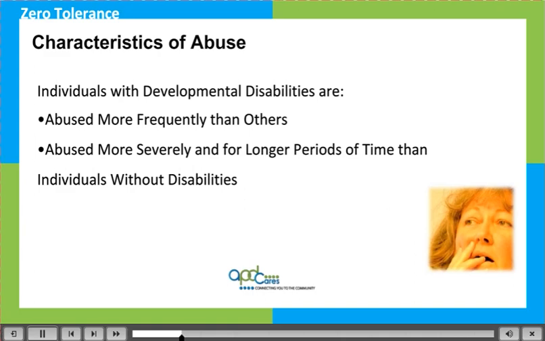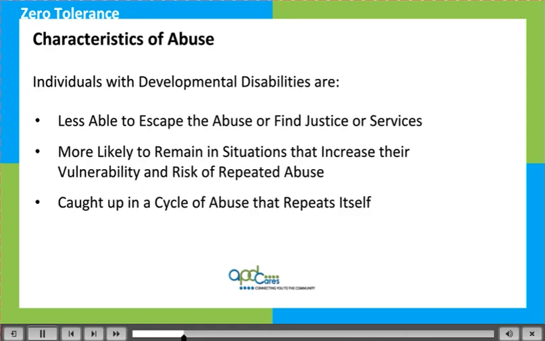Some characteristics of abuse include: individuals with developmental disabilities are more likely to be abused more frequently than others, abused more severely and for longer periods of time than individuals without disabilities. Characteristics of abuse are continued with: individuals with developmental disabilities are less able to escape the abuse or find justice or services, more likely to remain in situations that increase their vulnerability and risk of repeated abuse, caught up in a cycle of abuse that repeats itself.